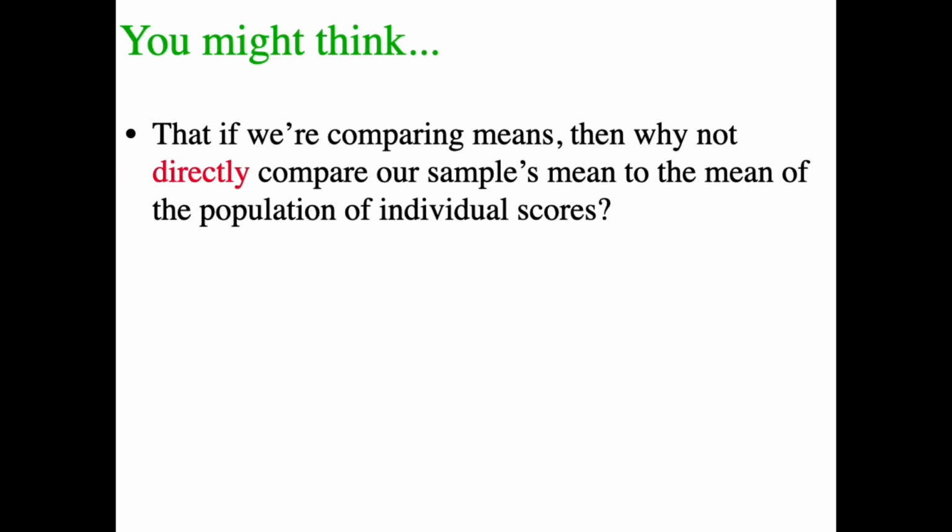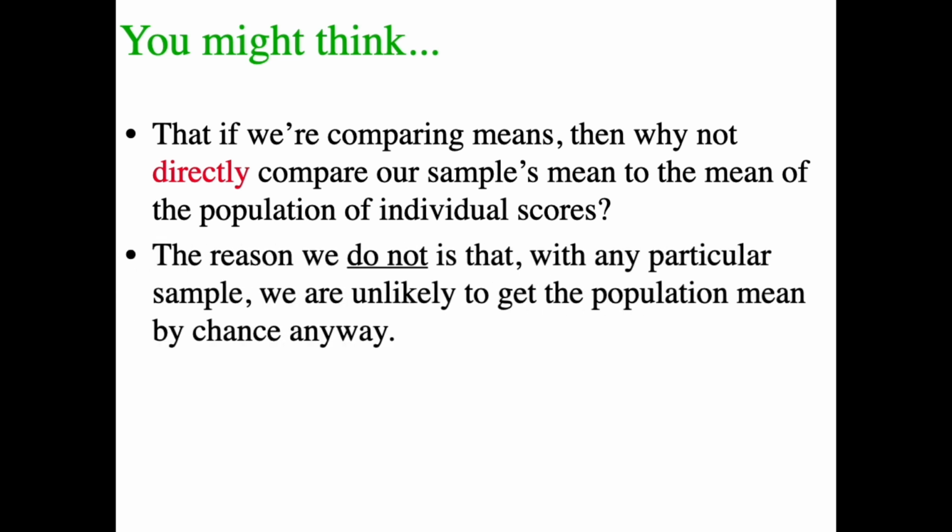And you might think that because we're going to be using a sample and we're looking at the mean of the sample, that if we're going to compare means, then why not directly compare our sample's mean to the mean of the population of individual scores? That is, if I just got done telling you that we can look at a population and figure out what the probability is of getting any particular mean from a sample, then you might think that would be the comparison distribution, but it turns out we don't actually use the population of individual scores.